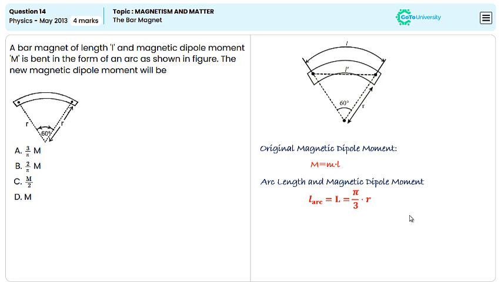Given that the original moment M corresponds to a length of L, the new dipole moment M dash can be found by adjusting for the arc length proportionally. So we get M dash is equal to M into 2 by pi. Thus the correct answer is indeed option A, 3 by pi M.